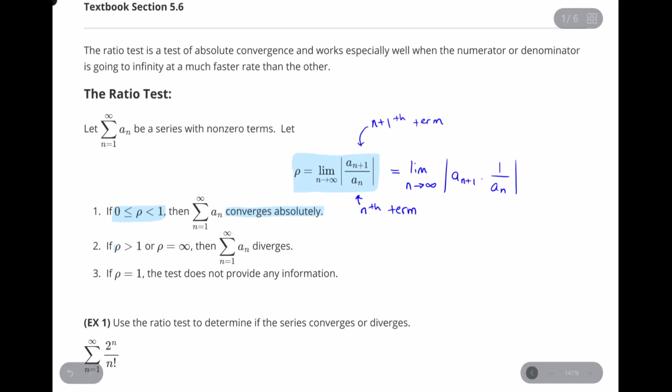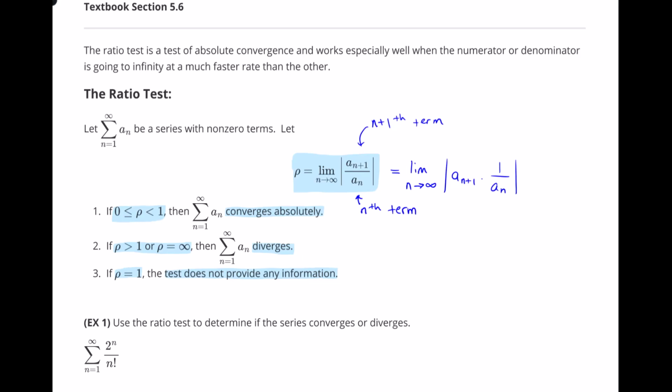If rho is greater than 1 or infinite, then the series diverges. Then if rho is equal to 1, so if the limit value is equal to 1, the test does not provide any information. So we can just say basically the test fails, and then we have to go back and try a different method in order to get a result. But hopefully the advice that I give you today will give you a means of determining when it's appropriate to use the ratio test and when it's not, so that you won't run into that situation.